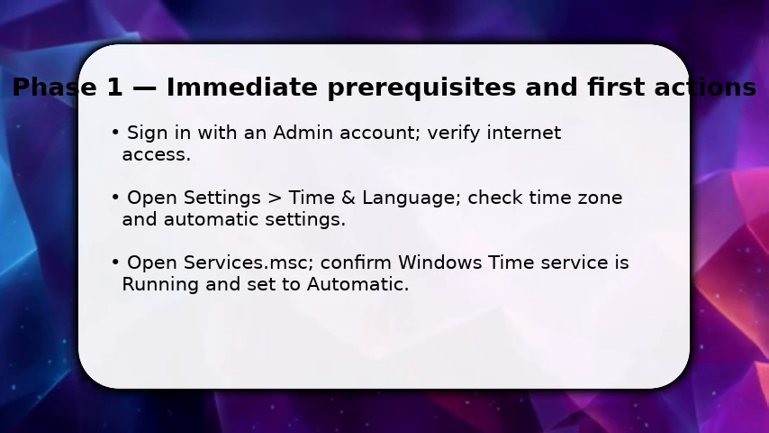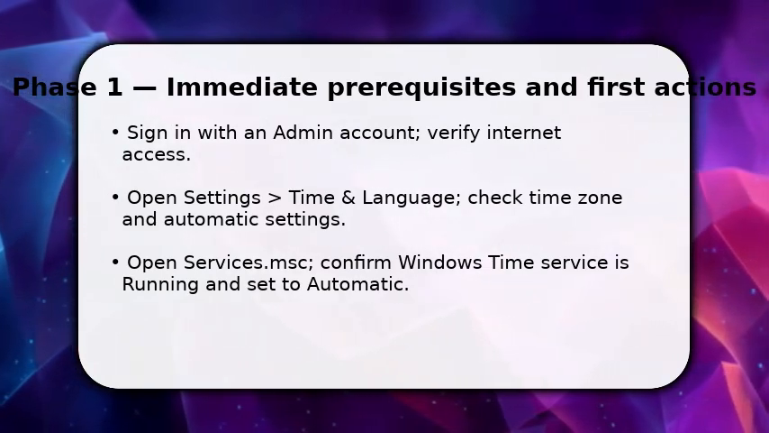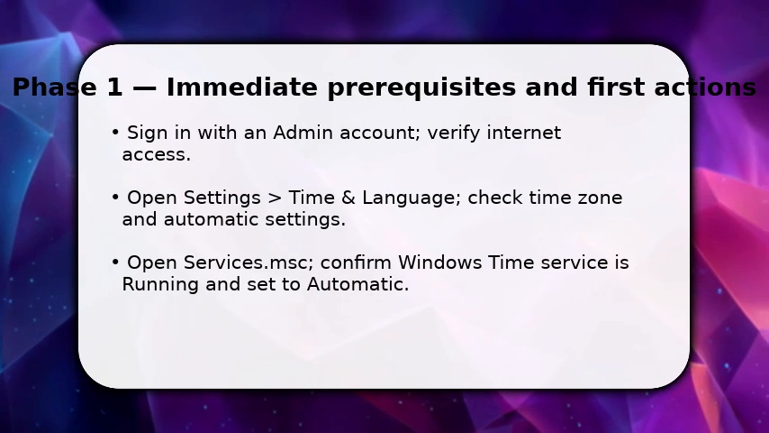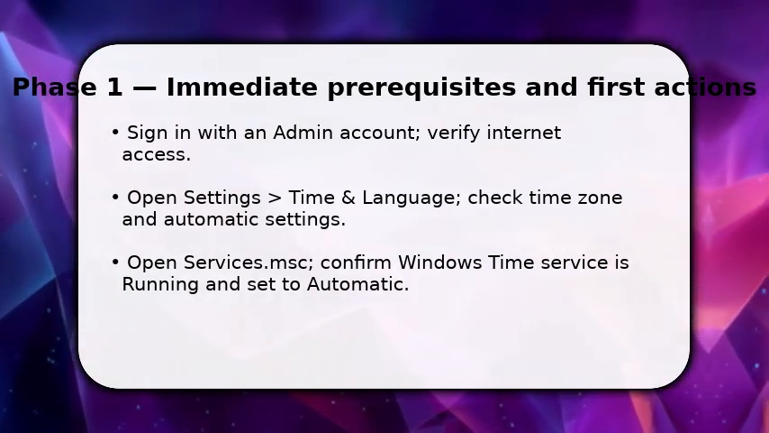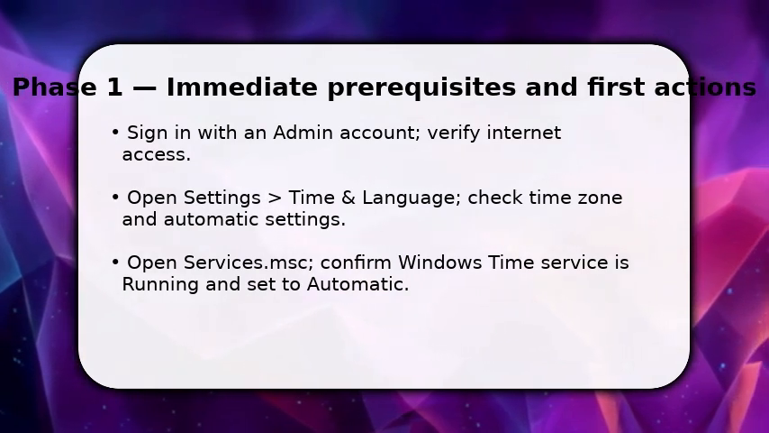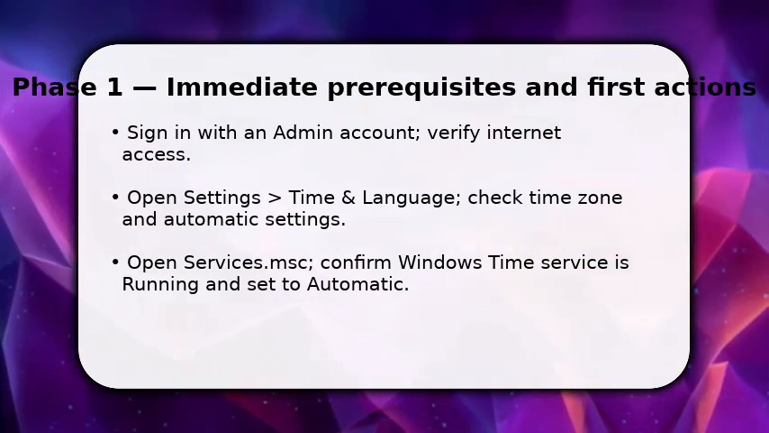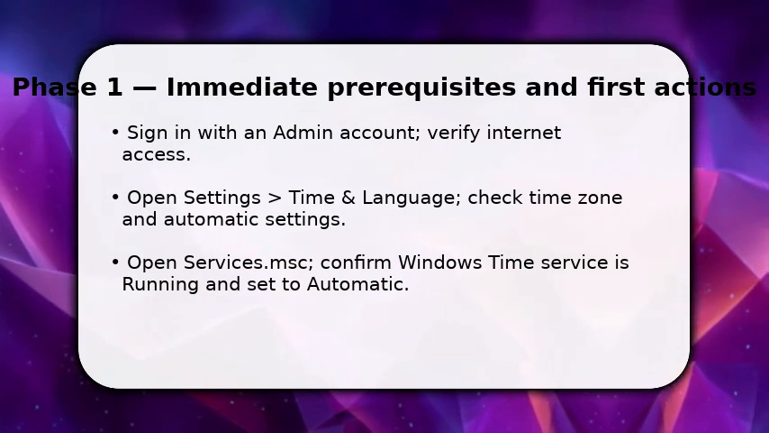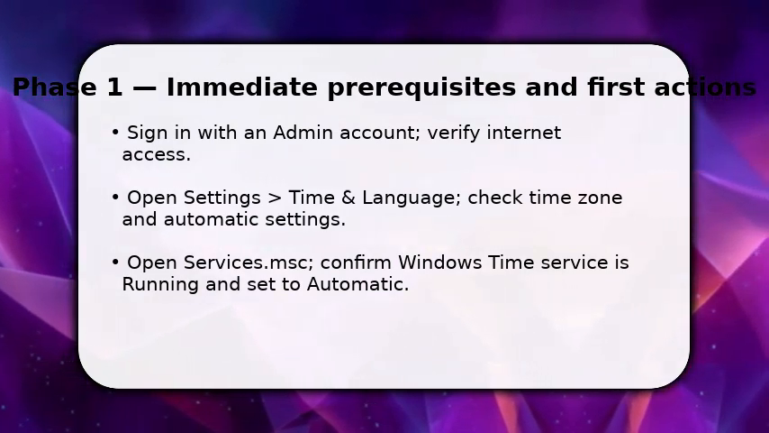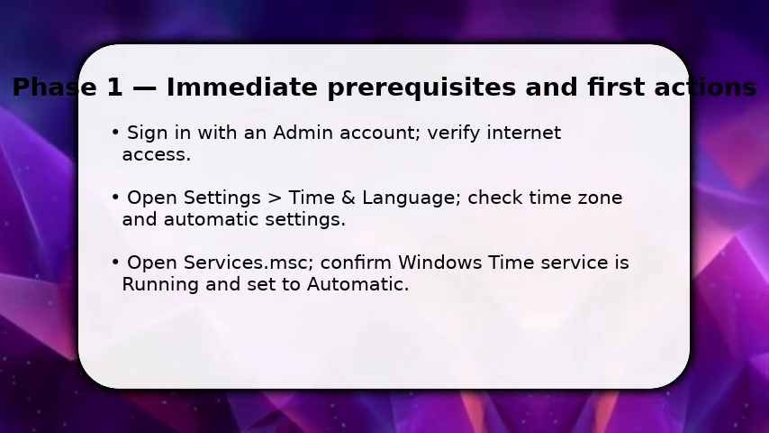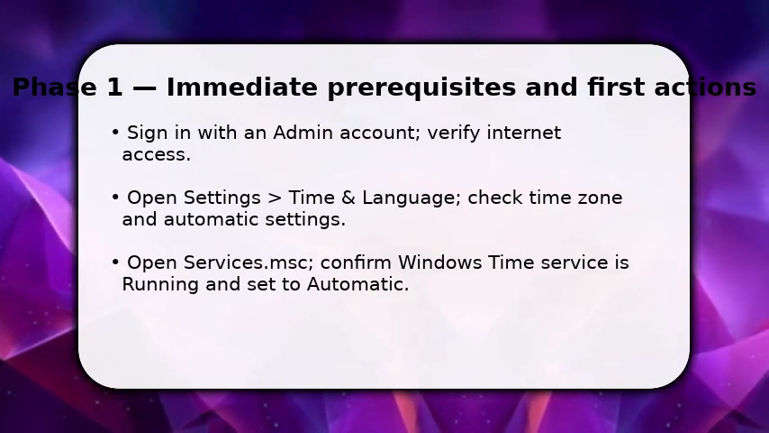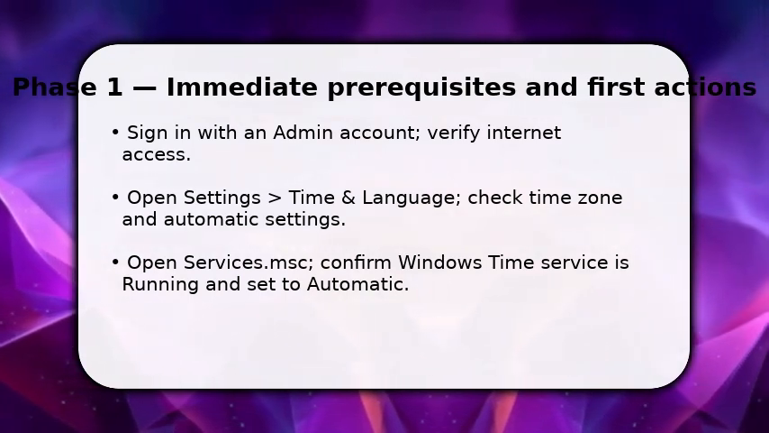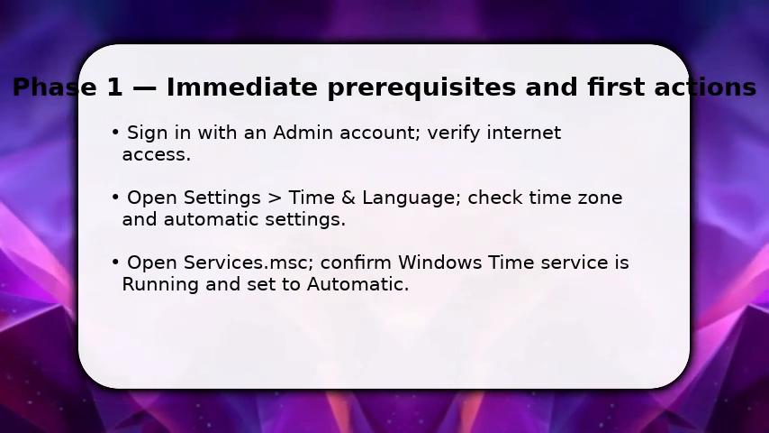Enjoy the video. You'll start by ensuring you have admin access and a stable internet connection. This lets Windows reach time servers. Open Settings, go to Time and Language, and set the correct time zone, turn off and on set time automatically once. Next, press Windows plus R, type services.msc, and locate Windows Time. If it's not running, set Startup Type to Automatic and start the service. Once done, you've created the foundation, so the system can accept a manual sync without obstacles.